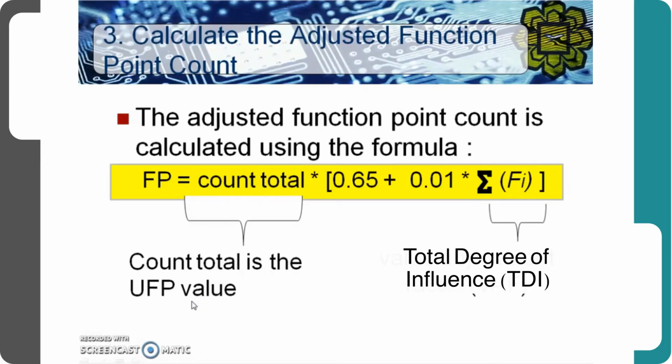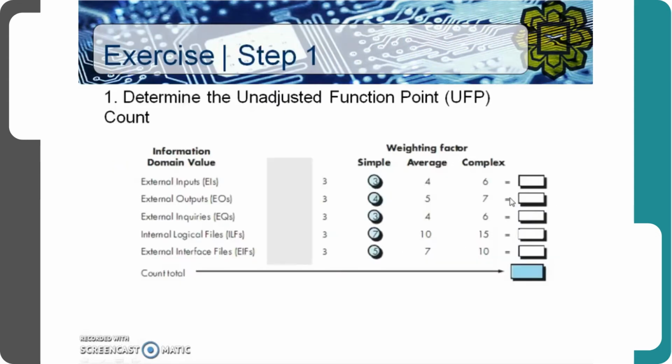The final step is to calculate the adjusted function point count. The complete formula for function point is the count total multiplied by the value adjustment factor that we have calculated in the previous step. So let's look into an exercise.